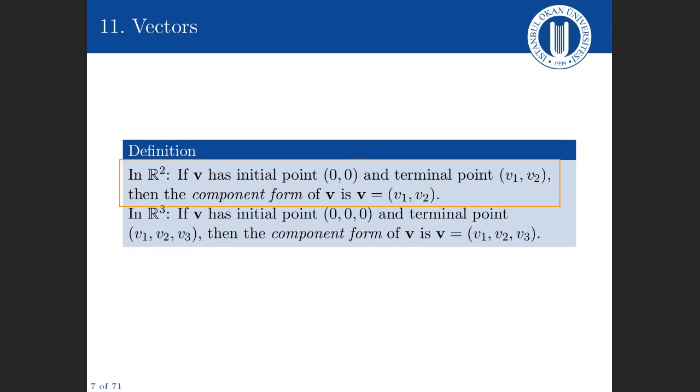We're going to be talking about vectors in both two-dimensional space and in three-dimensional space. In two-dimensional space, if V has initial point (0, 0) and terminal point (V1, V2), then we can write the component form of V as V is equal to open bracket V1 comma V2 closed bracket.